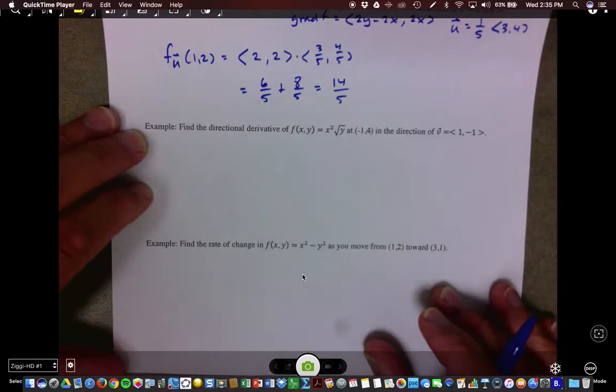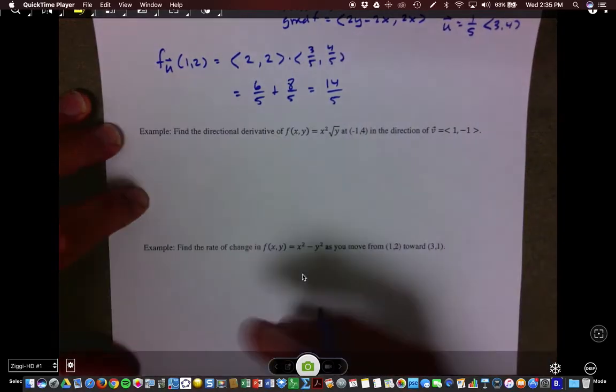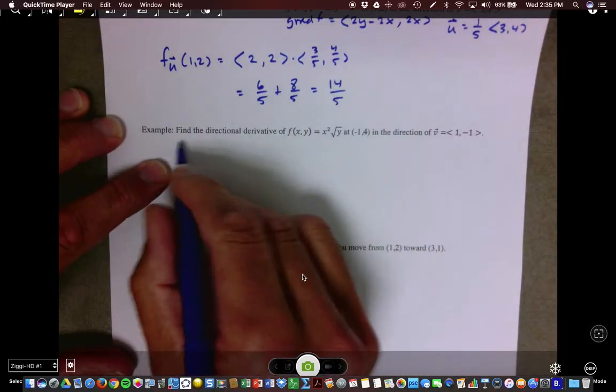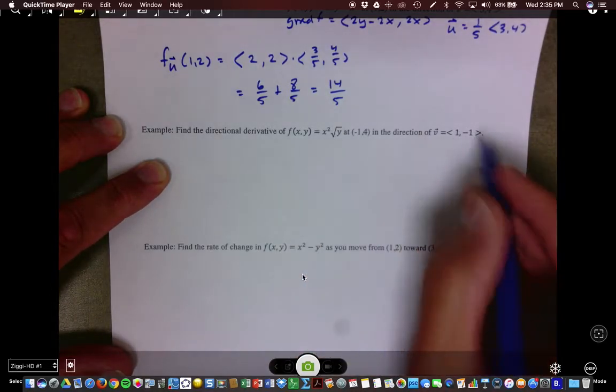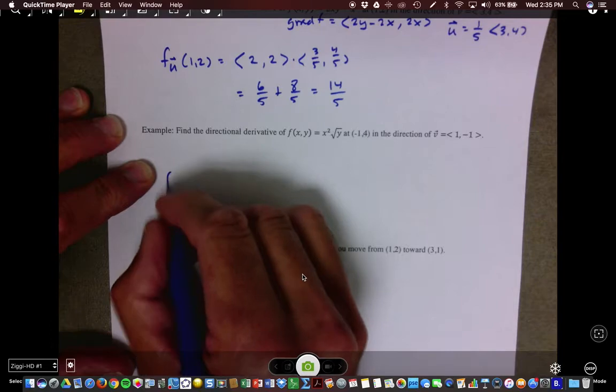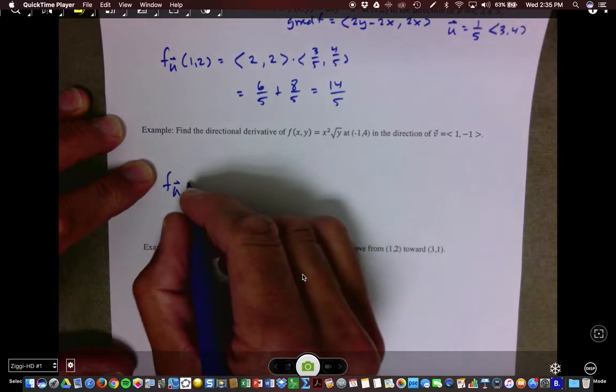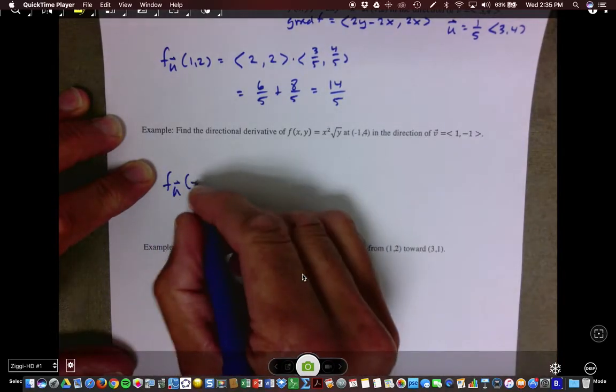Moving on to the next one. This question is going to be very much like this one, but a little bit messier. Find the directional derivative of this function at this point in the direction of this vector. Again, we're going to have f in the direction of u at the point (-1, 4).